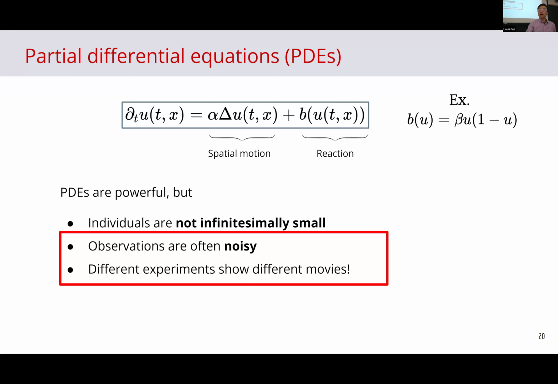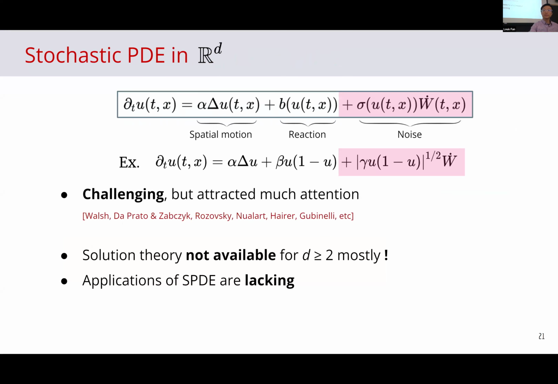So PDEs are powerful, but they are not adequate to explain the spatial temporal data we saw, because the movies we saw in experiments are never the same, even with the same initial condition and all the same settings. So we need to take randomness into account. That's where stochastic PDEs kick in, where we have an extra term that captures the noise. And this example is the stochastic FKPP equation we saw in the lower right corner of that 2x2 block.